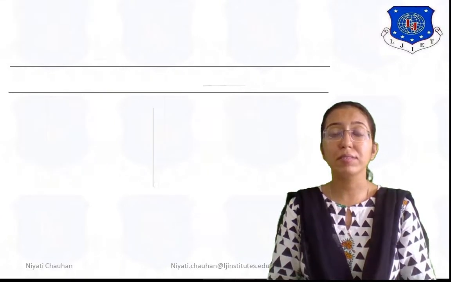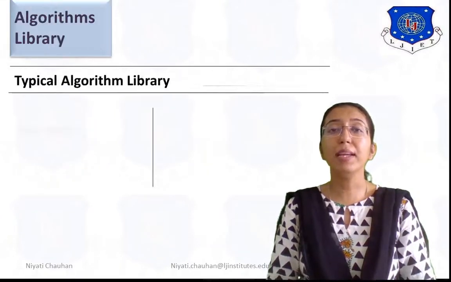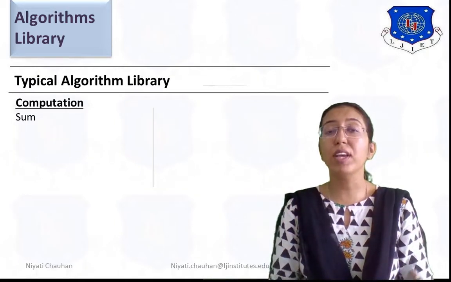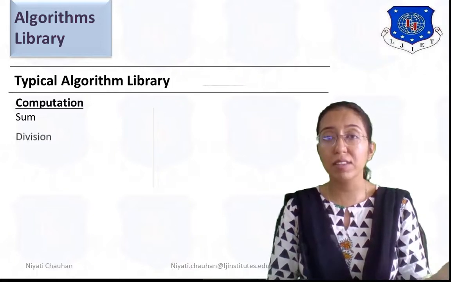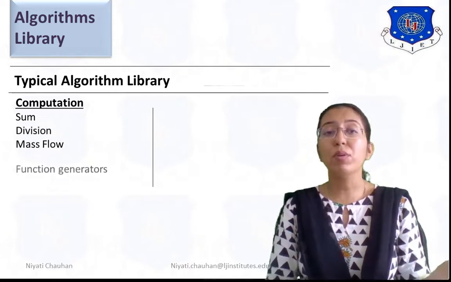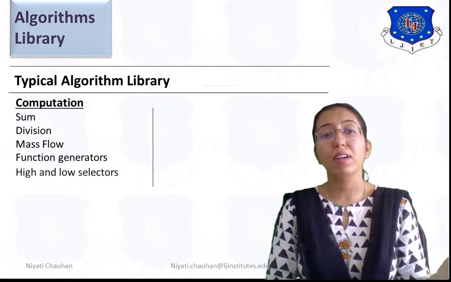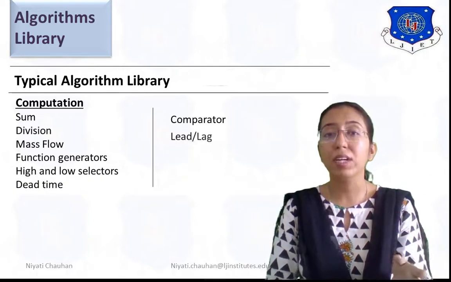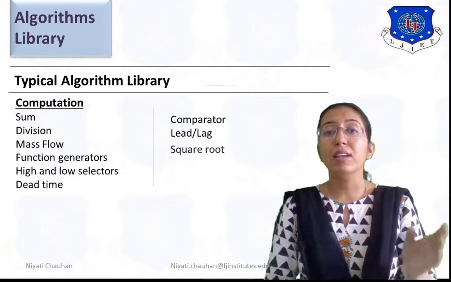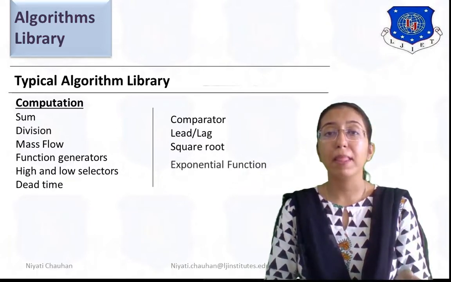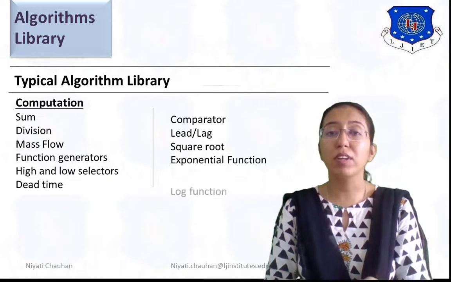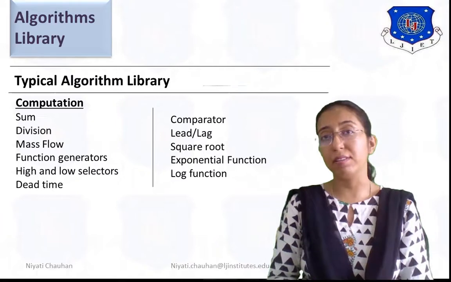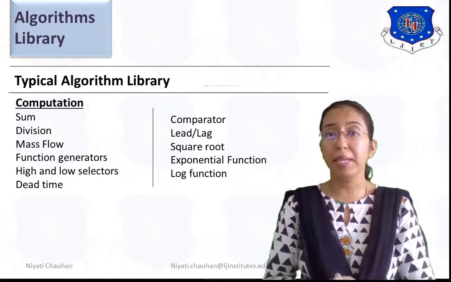Next, in PID algorithms, computation. We are using sum, division, mass flow, function generator, high and low selector, deadband, comparator, lead lag, square root, exponential function and log. This type of algorithm libraries we are using in PID.